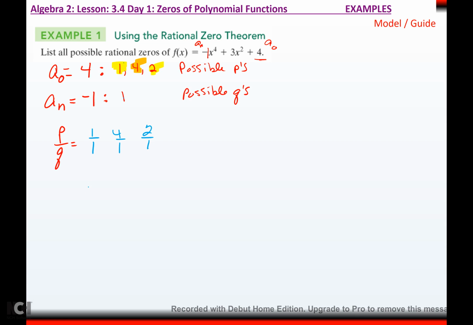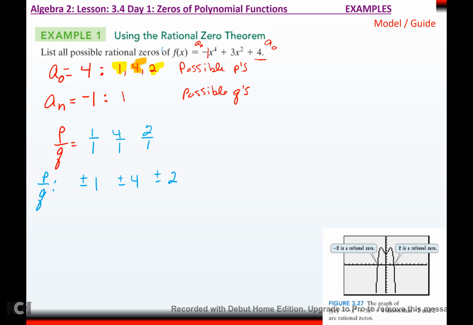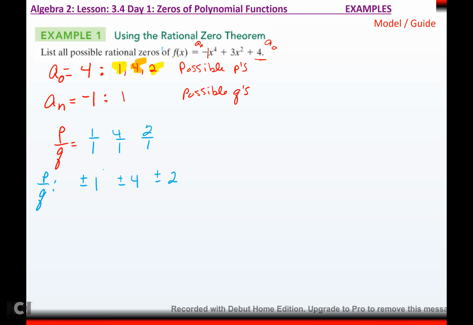Now I clean it up and I add my plus or minuses. Plus or minus 1 divided by 1 is 1. Plus or minus 4 divided by 1 is 4. Plus or minus 2 divided by 1 is 2. My possible PQs, in other words, if this thing crosses at a rational number, it's going to cross at either positive 1 or negative 1. Sorry, I don't want you to see that picture yet. If it has a rational zero, it'll be at positive 1 or negative 1, positive 4 or negative 4, positive 2 or negative 2.